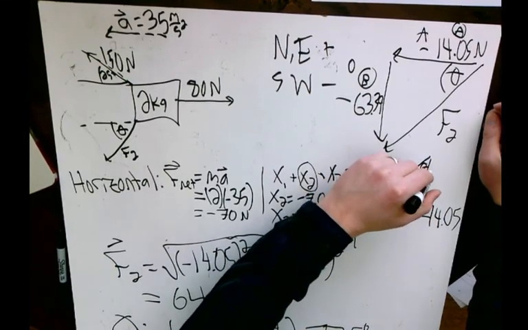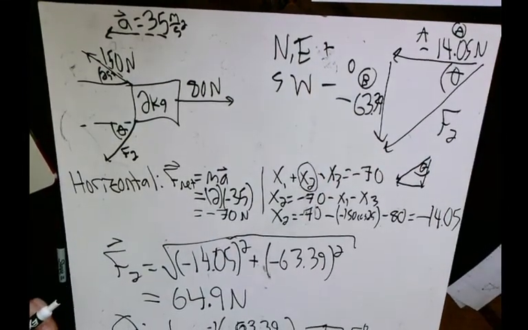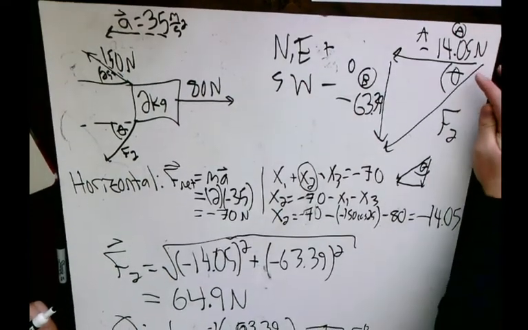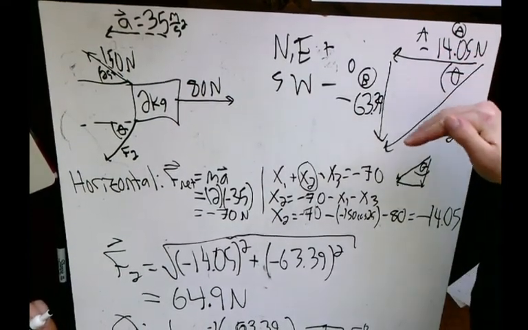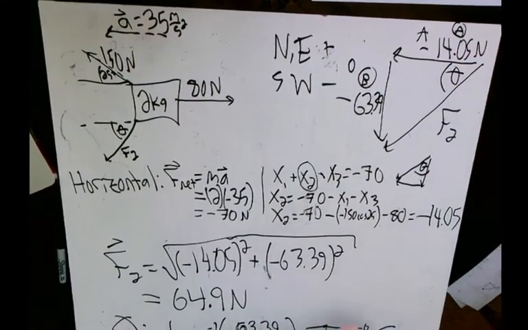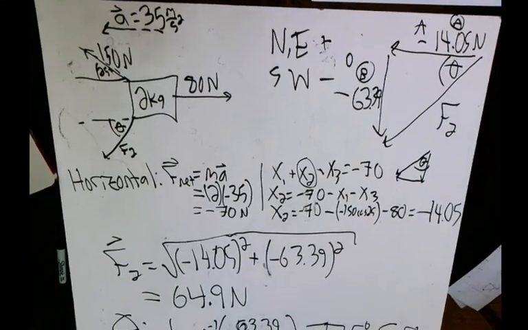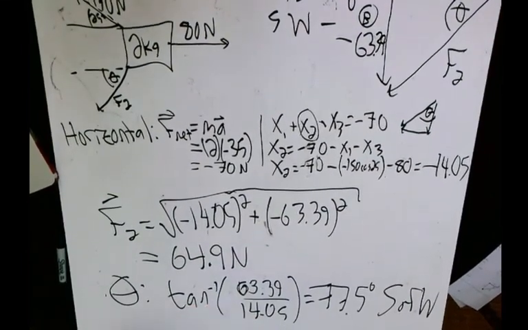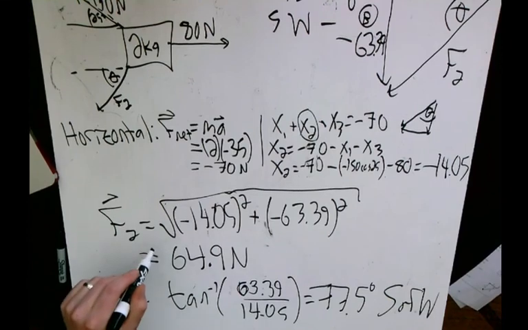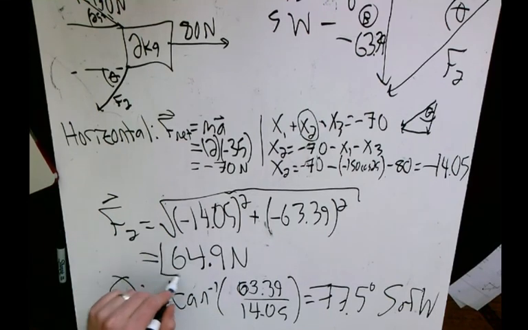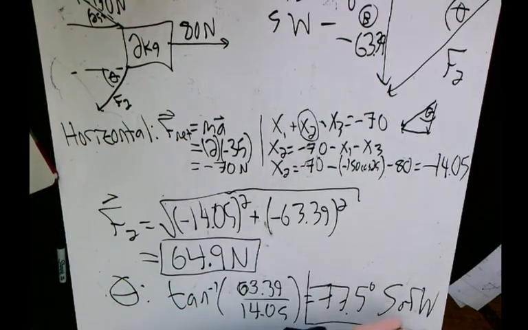And from our diagram, as I've drawn it, maybe you drew it like this, you're going to have the other interior angle, which will be 90 subtracted by 77.5. But as I've drawn it here, we're going from the west towards the south, so we are south of west. Okay, so F2 is equal to 74.9 newtons at 77.5 degrees south of west.